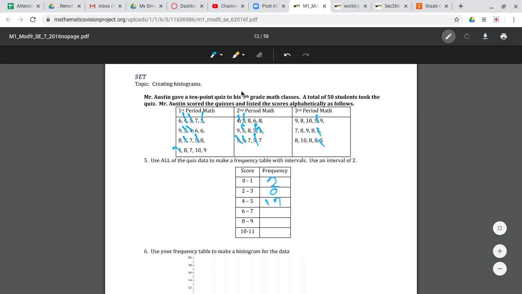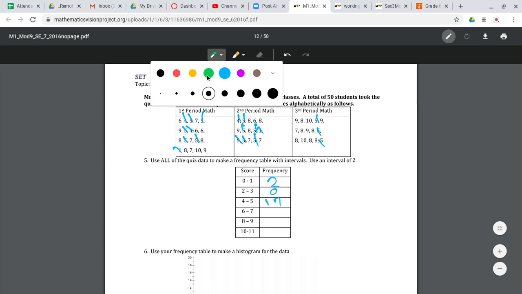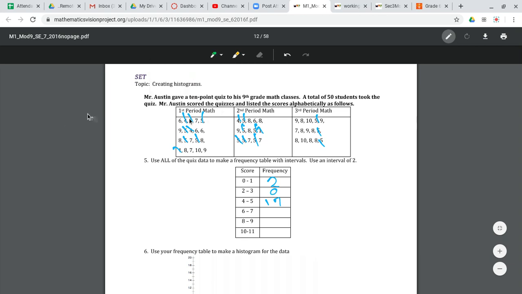17 for the 4 to 5. So there's a lot of them that have a score from 4 to 5. All right, so then we're going to look at the 6 to 7, and I'm going to change my color just to make this a little easier. Okay, so for 6 to 7, we've got 1, 2, 3, 4, 5, 6, 7, 8, 9, 10. Looks like we've got 10.